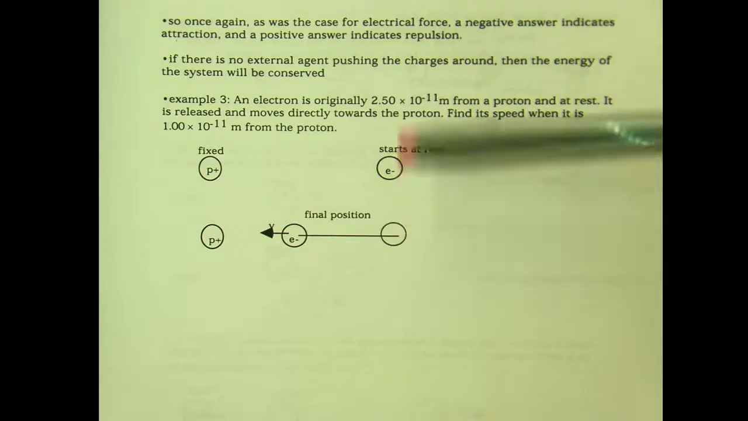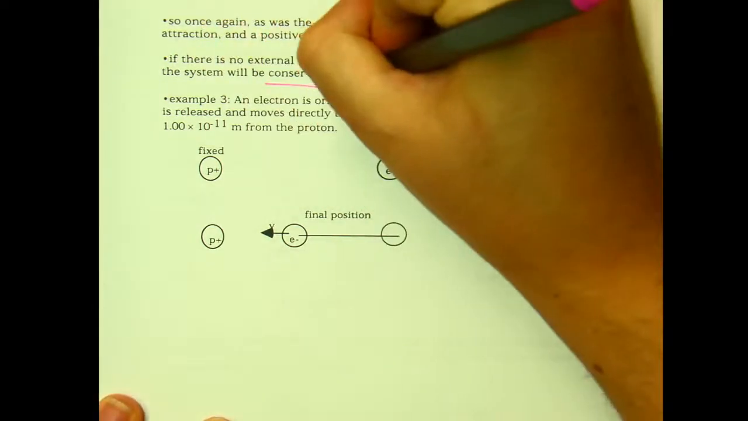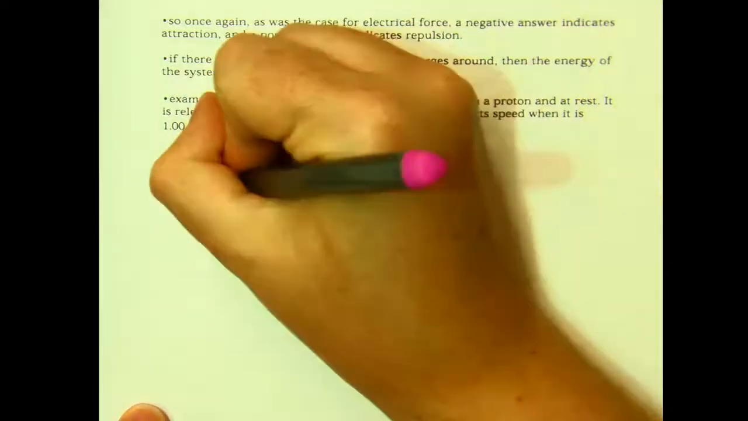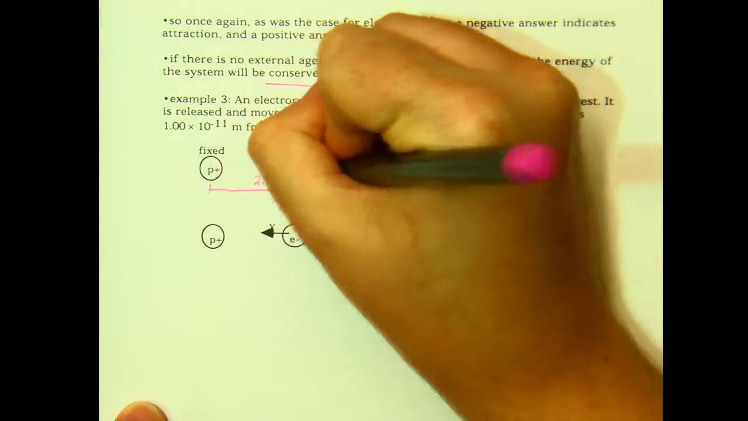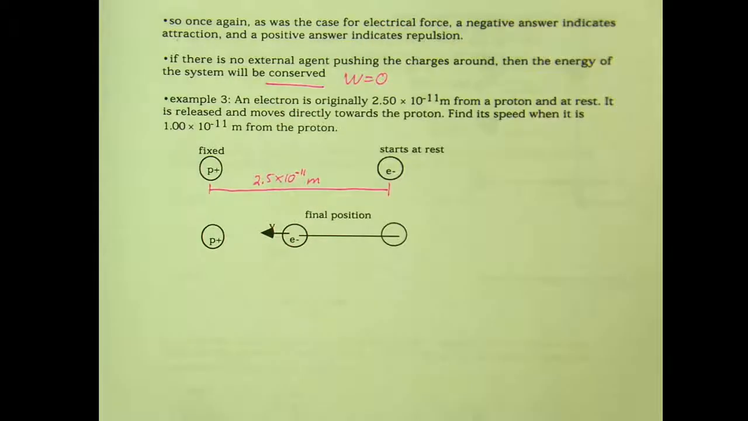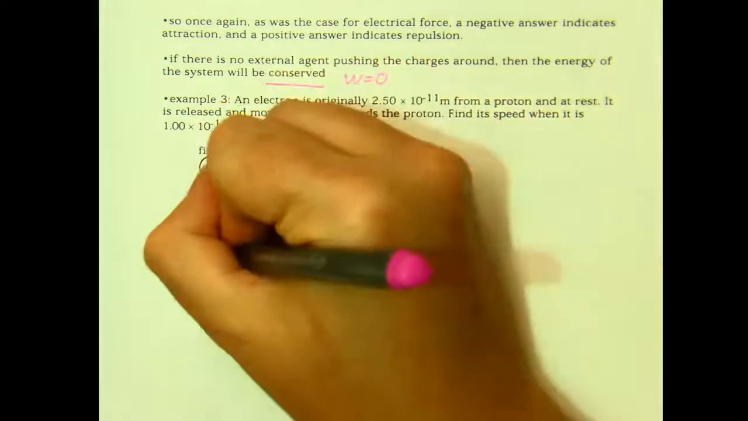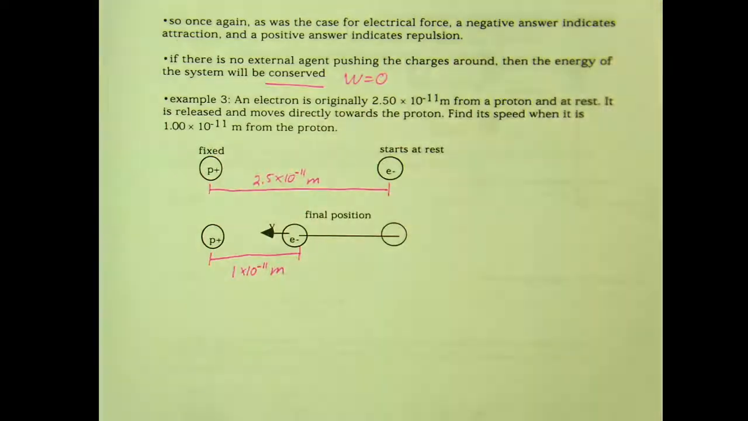The important thing to recognize here is that if no external agent is pushing the charges around, then the energy of the system is going to be conserved. And what that means is work done is equal to 0. These things just do it themselves using the energies that they have available to them. So originally, this distance here is 2.5 times 10 to the negative 11 meters. It's released and moved towards the proton. We want to find the speed when it's this distance, 1 times 10 to the negative 11 meters.